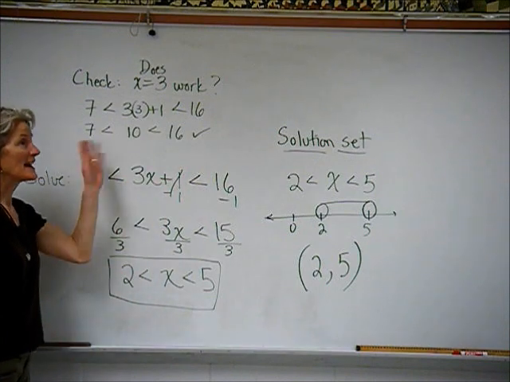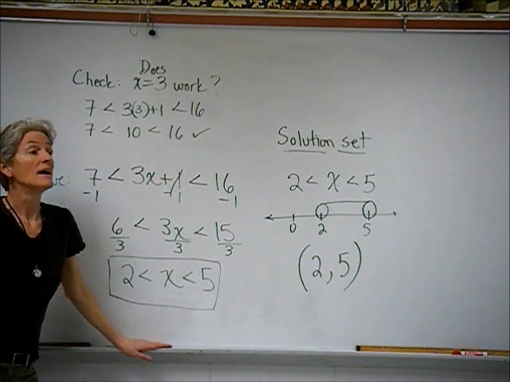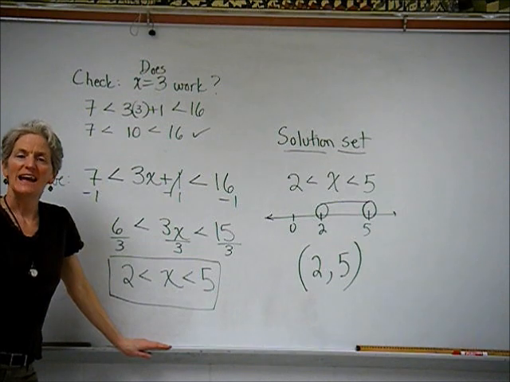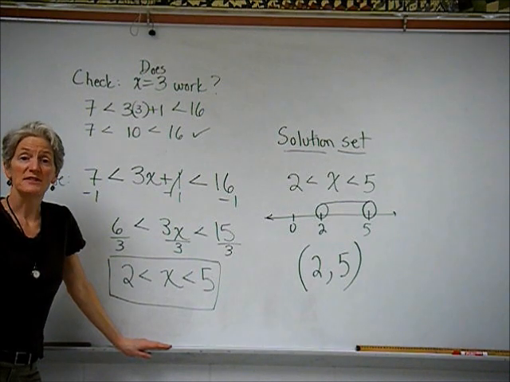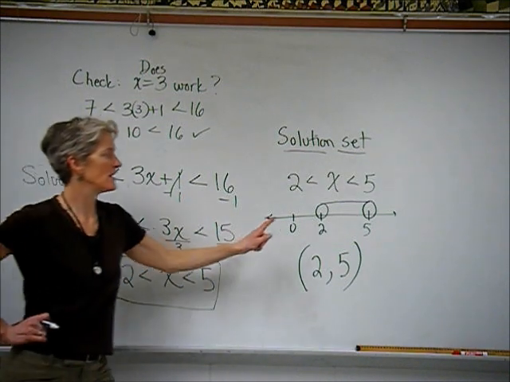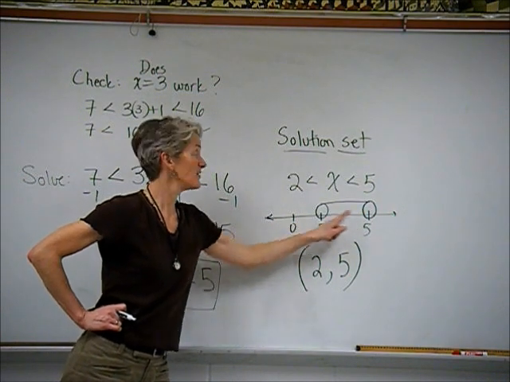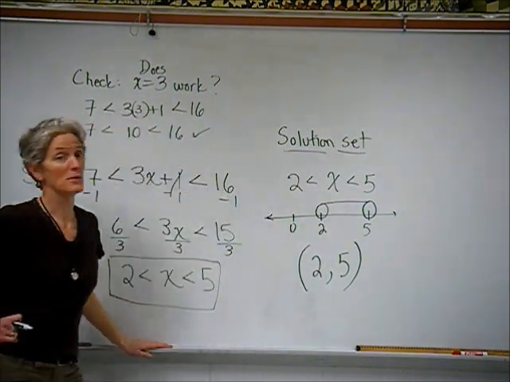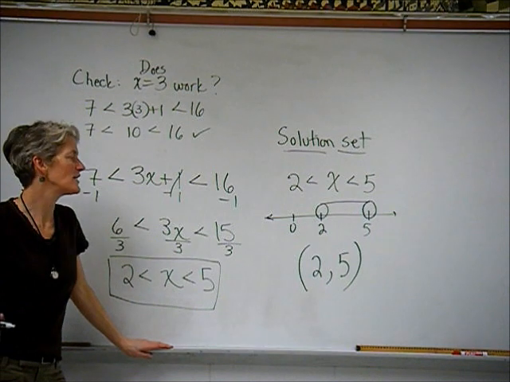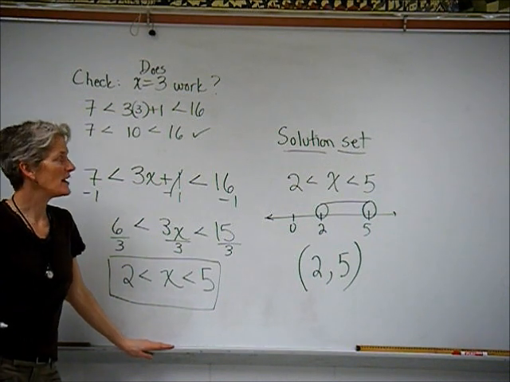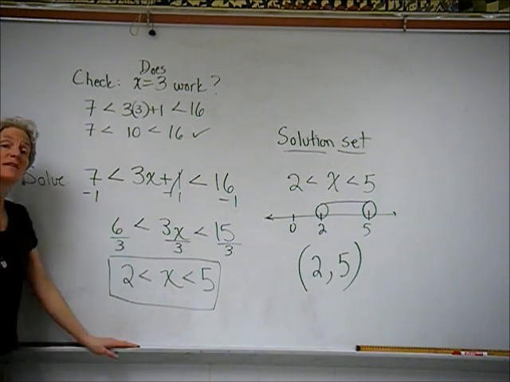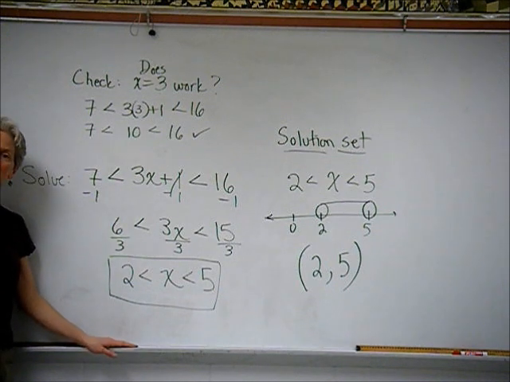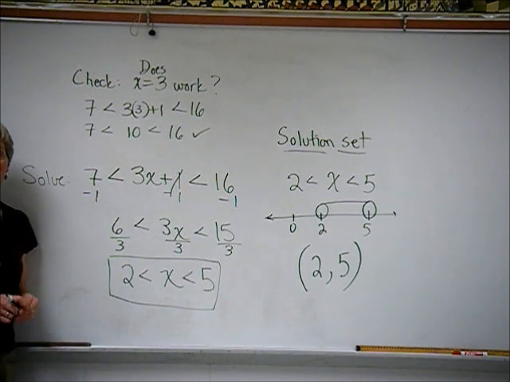4.5 would work. I'm not going to check every number because, wow, even if I had an infinite amount of time, I would not be able to check all of the numbers because there is an infinite number of numbers in there. Rational numbers, irrational numbers. All right, that's how you solve this kind of inequality. Okie dokie, I hope you had fun watching this.